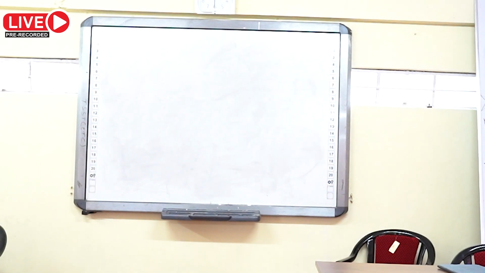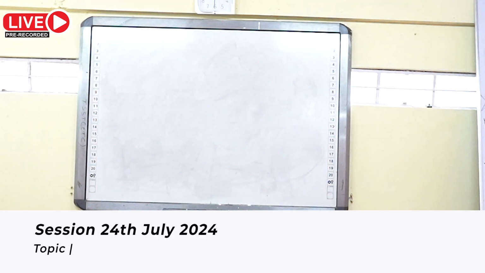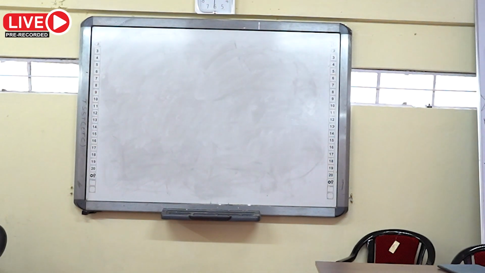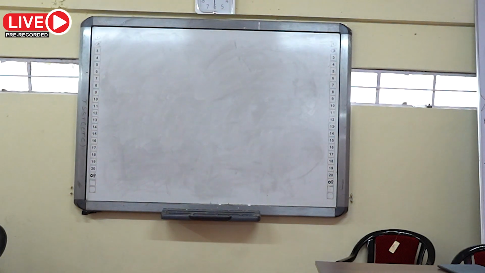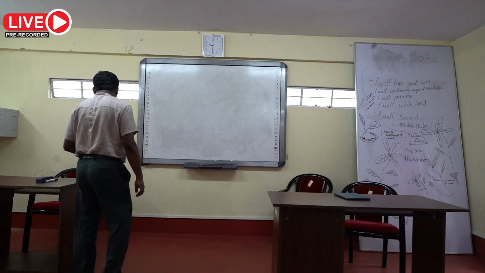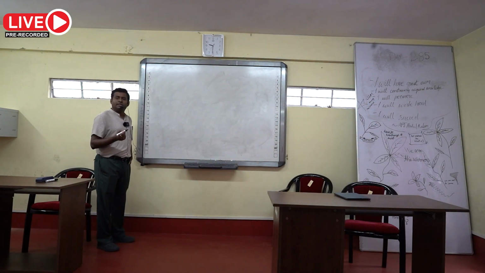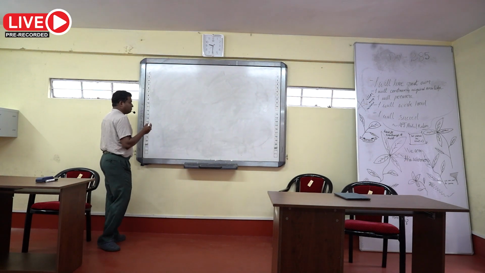We have already discussed vectors and kinematics in one dimension. Now there are some cases of kinematics in one dimension related to graphs, and we have to discuss the graphs, basically the displacement-time graph and the velocity-time graph. Acceleration-time graph is also there. So first we will proceed with the kinematical equations.